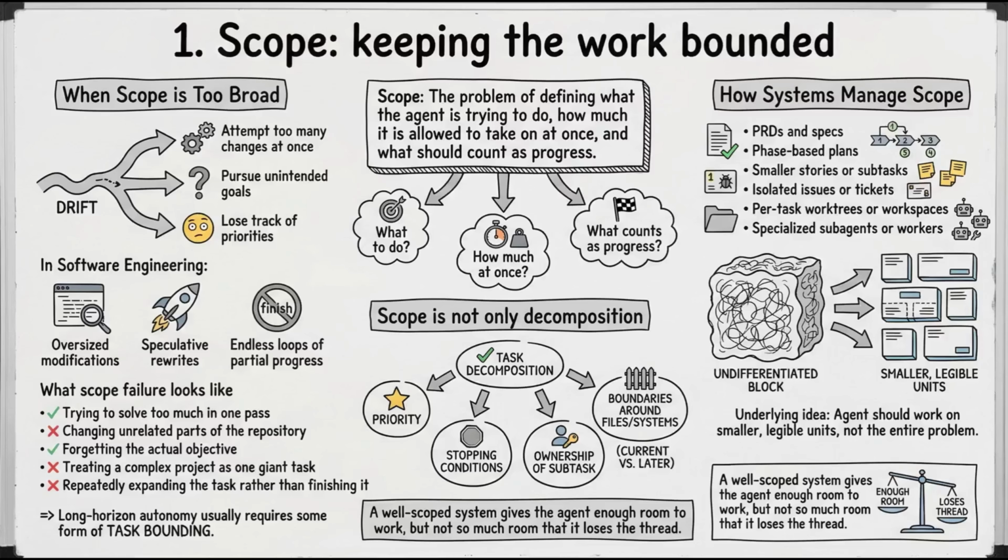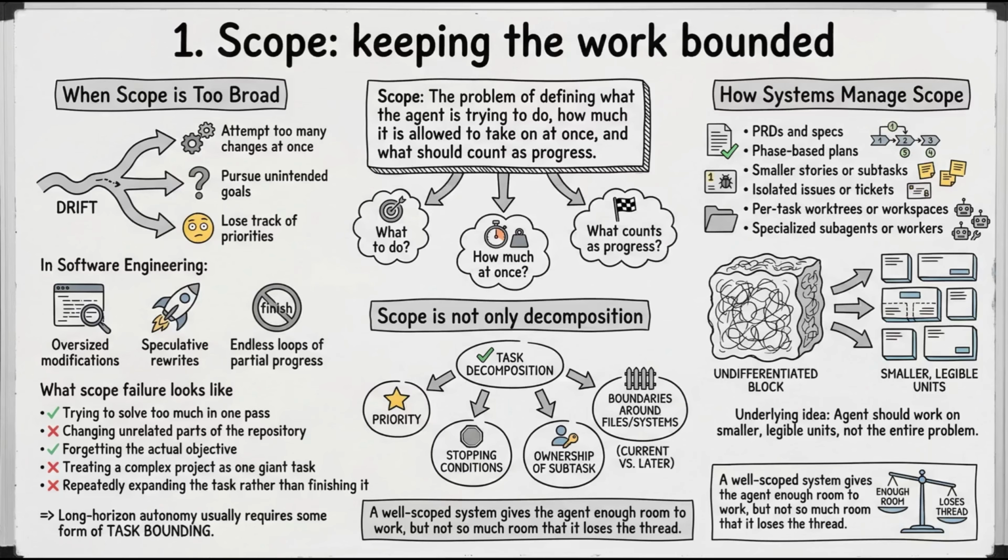Let's talk about scope, and specifically the importance of keeping an agent's work bounded. What exactly do we mean by scope in this context? Simply put, it is the challenge of defining exactly what an AI agent is trying to accomplish, how much it is allowed to take on at any given time, and what actually counts as successful progress.